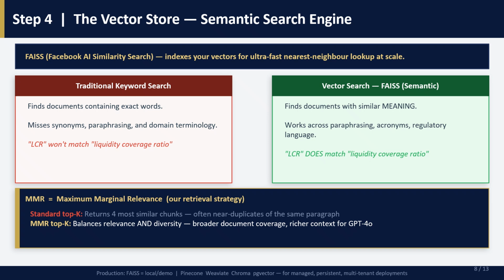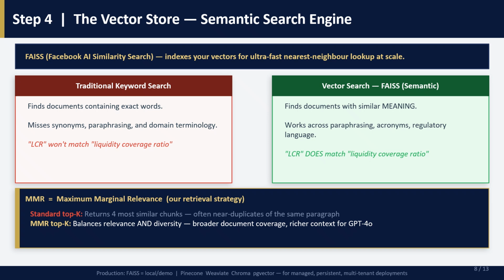We also use a retrieval strategy called MMR, maximum marginal relevance. Standard top-K retrieval just returns the 4 most similar chunks, but these are often near duplicates of the same paragraph. So MMR balances relevance and diversity, so you get broader coverage of the document, giving the GPT model a richer, more varied context to reason from.